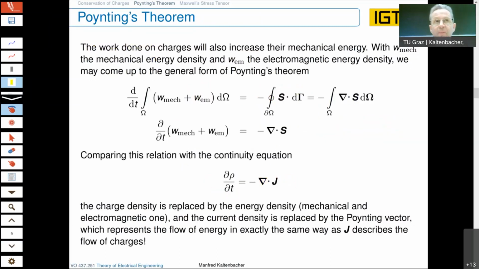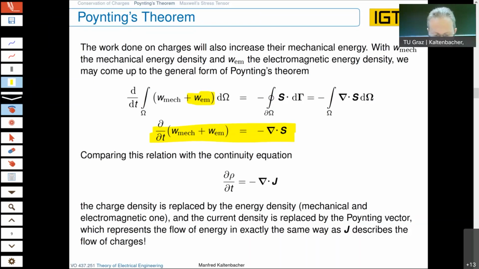You can also have mechanical energy in your system. Then it's simple, you just add the mechanical energy to the electromagnetic energy. Then we have this extension: the change of the energy density, which is the superposition of the electromagnetic energy density given by the electric field plus that given by the magnetic field, and you just add what you perhaps have due to mechanical forces acting in your system, and that is balanced by the divergence of the Poynting vector.